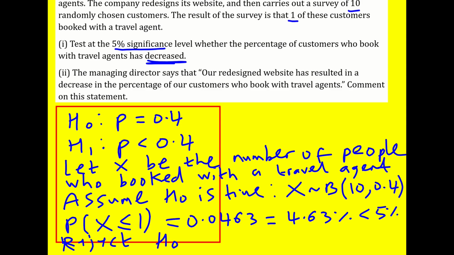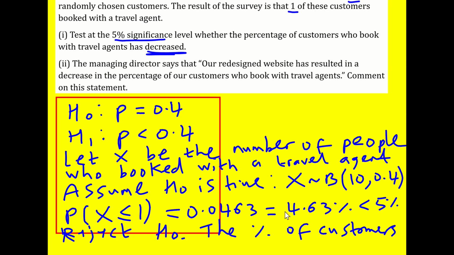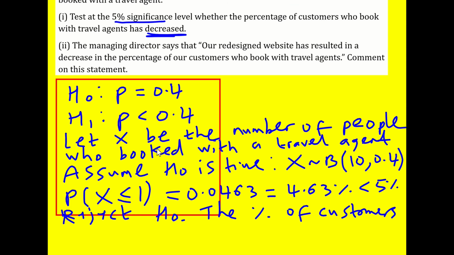Okay, actually, there's a smaller chance than we've accepted of it happening through natural variation. So it can't be that H naught was true. We tend to write reject H naught or accept H naught. You could, of course, say accept H1, but if we rejected H naught, we should then just write a conclusion. The percentage of customers who book with travel agents has decreased.